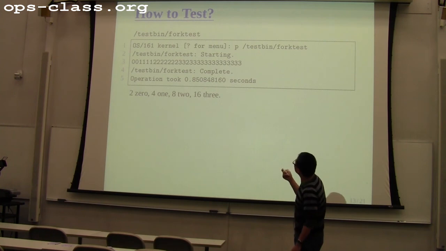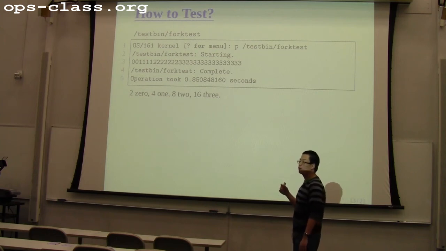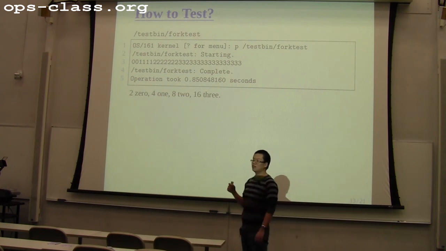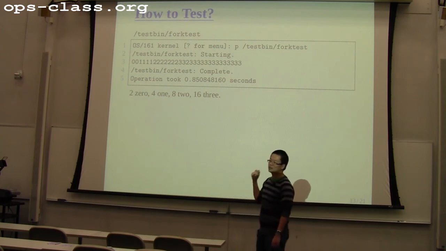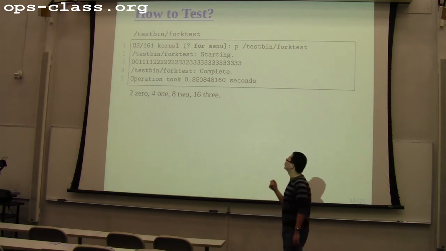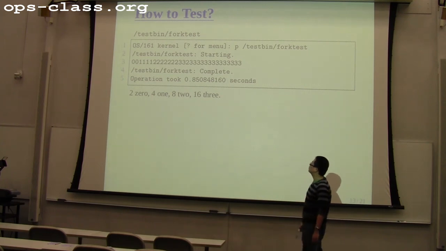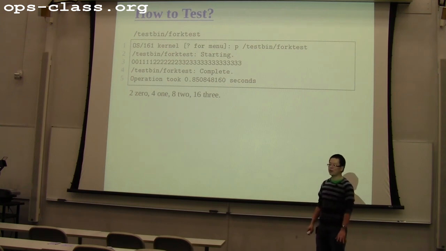So here is how to run the fork test. First of all, we have a test program called testbin forktest. That is the program I'm running. Yeah. Did you pass this? So in the kernel menu, you can do p testbin/forktest to test fork. Ideally, if everything is all right, it will print 2 zeros, 4 ones, 8 twos, and 16 threes, and there should be no panic.